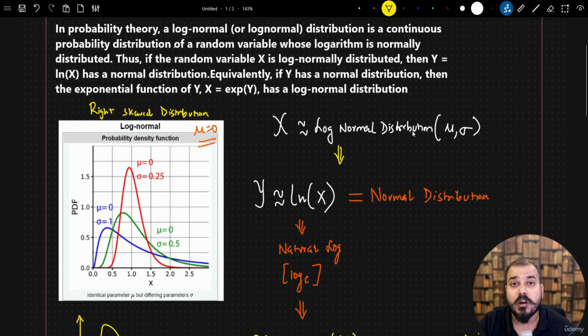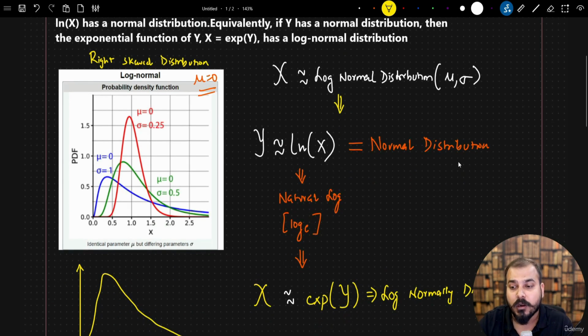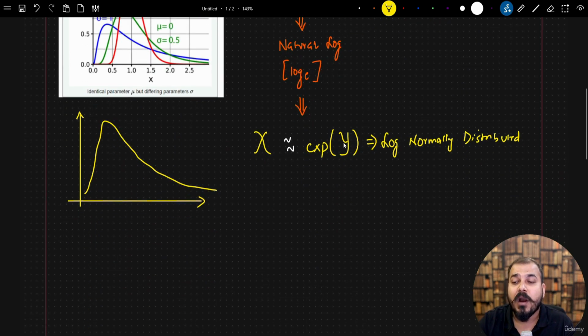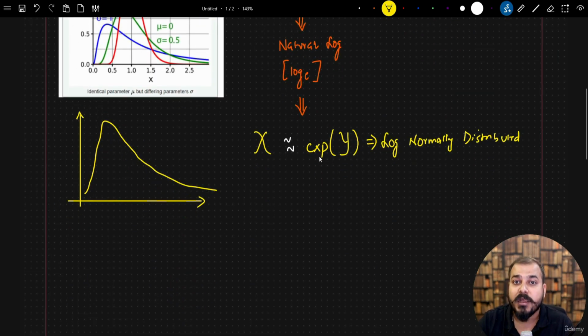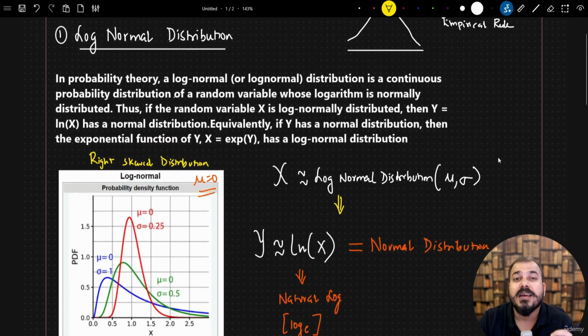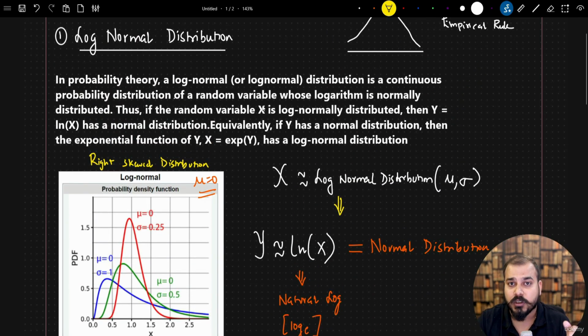Let's say if x is log normally distributed, and you apply natural log on top of it, then you get a normal distribution. And if you have a y which is normally distributed, and you apply exponential on top of y, then you get a random variable which is log normally distributed. So these are the important conditions in log normal distribution.